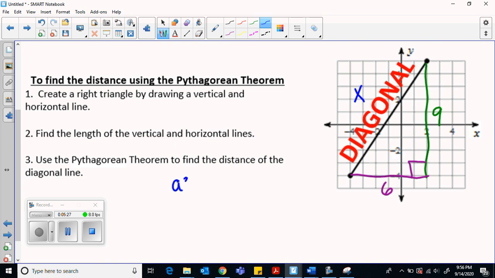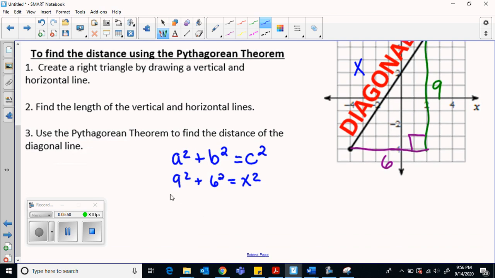So remember, Pythagorean theorem was a squared plus b squared equals c squared. And so your A and your B are your vertical and horizontal distances. So we have 9 squared plus 6 squared equals x squared, because we don't know what that diagonal piece is. And then we're just going to go ahead and work this out. So 9 squared is 81 plus 6 squared is 36 equals x squared.